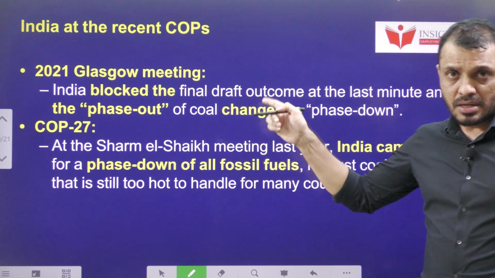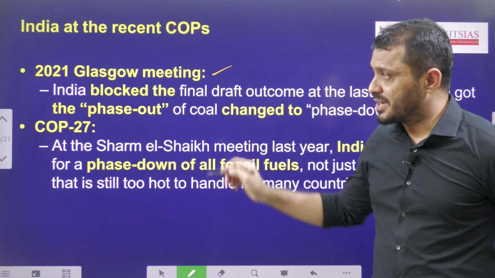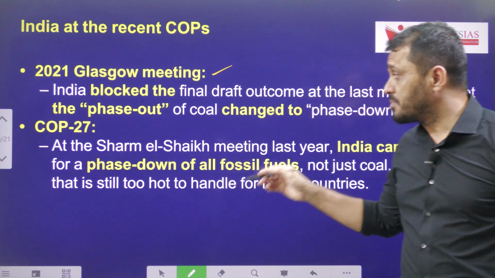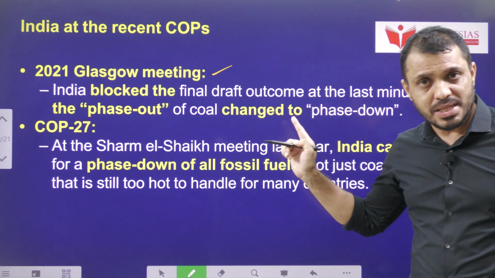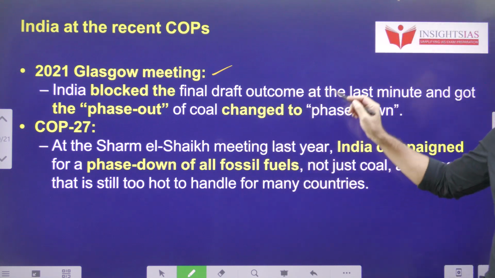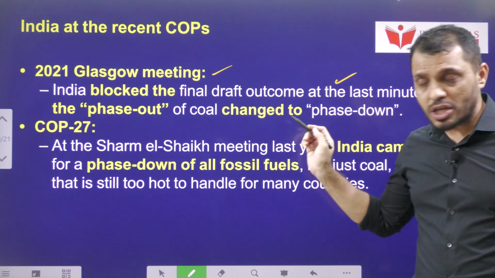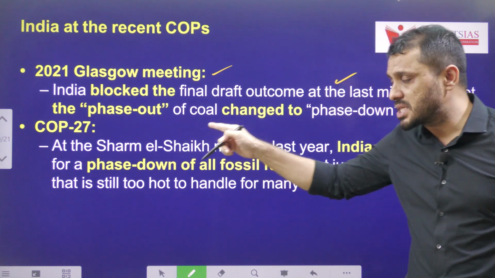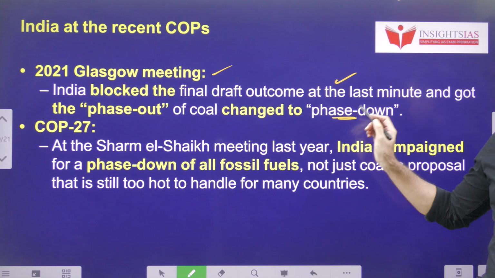India's position in recent COP meetings. At COP21, India was completely against the phasing out of fossil fuels. India blocked the final draft outcome at the last minute, and proposed that instead of the phasing out of the fossil fuels, that phrase should be replaced with phasing down.